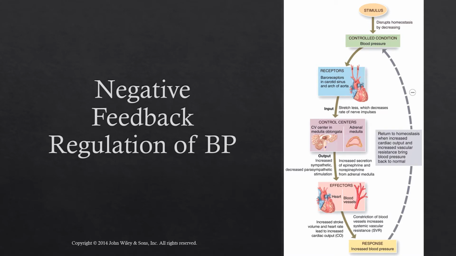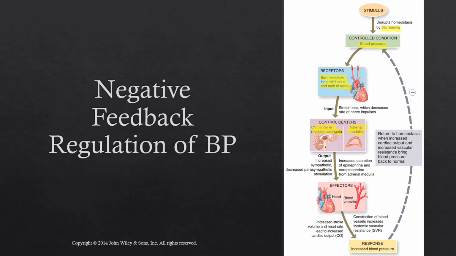So here we have negative feedback regulation of blood pressure. This is by the baroreceptor reflexes. So here we have decreasing blood pressure. This is when the baroreceptors are going to sense that decreasing blood pressure, in the carotid sinus and the arch of the aorta. And they're going to send signals to the cardiovascular center in the medulla oblongata and also to the adrenal medulla.